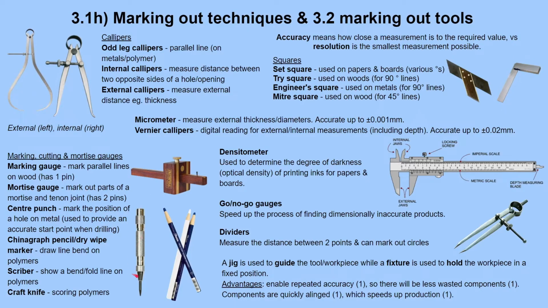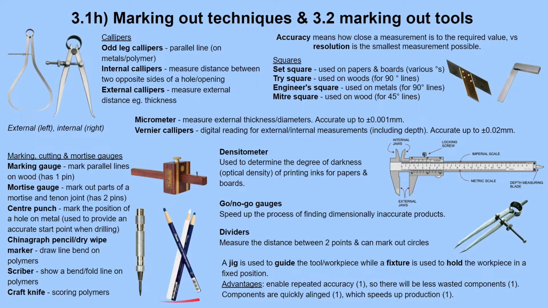A center punch is this device here. You basically smash it with a hammer, and it's used to make a mark in metal. So then when you drill, you can line your drill bit up with that mark you've made on the sheet of metal. A China pencil or a dry wipe marker.